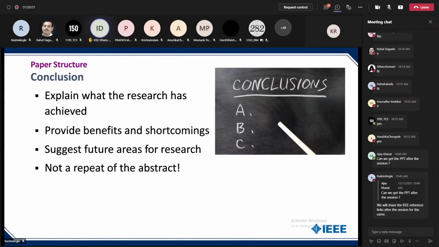Also, very importantly, here is a place where you need to even suggest future areas of research. What are the forthcoming areas of research? While carrying out research, there are many aspects which people have not explored. These unexplored areas have to be highlighted within the article itself. Again, it's not a repeat of the abstract. Next slide.